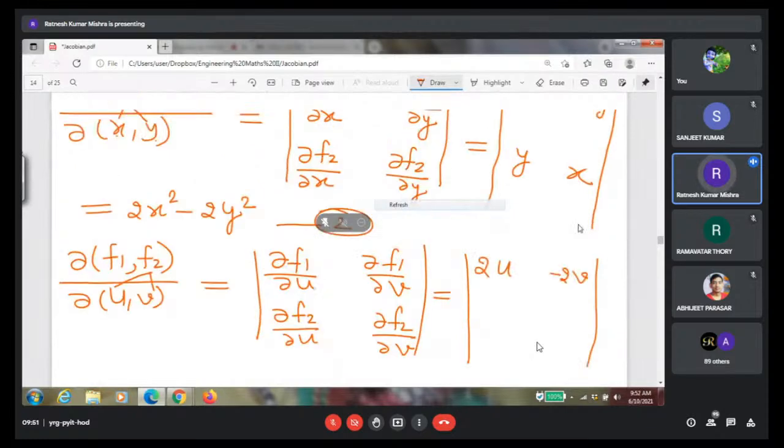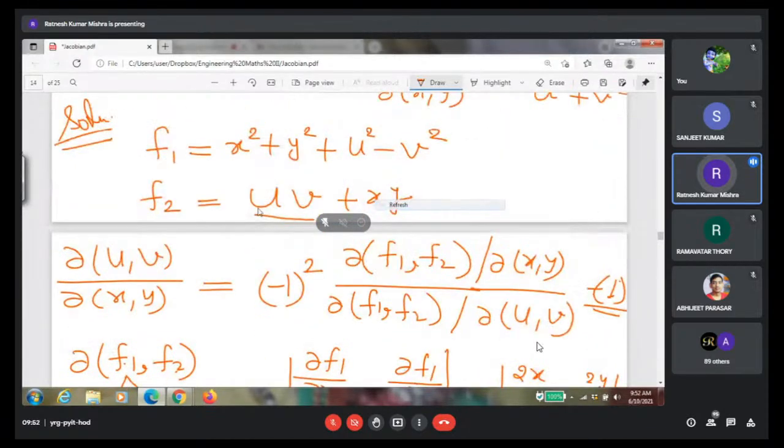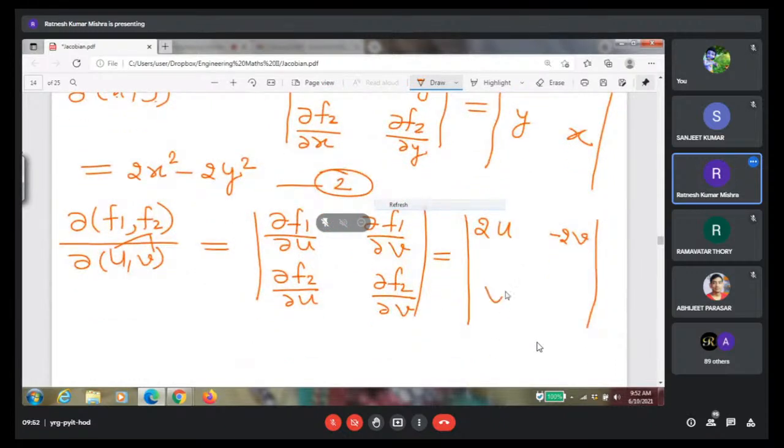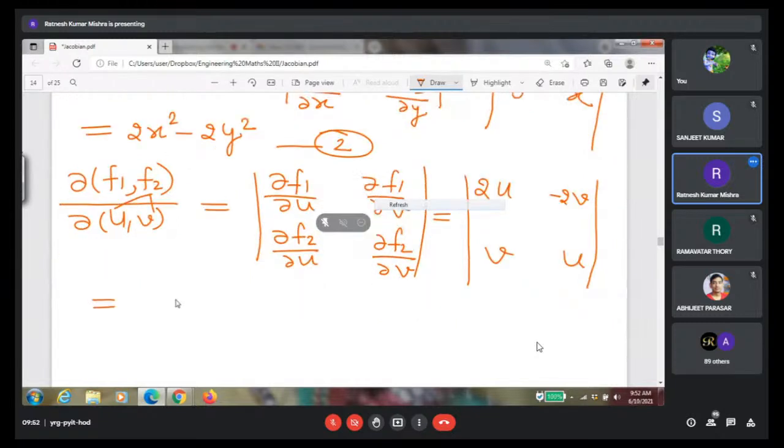Now differentiate f2 with respect to u. So this is 1, this is 0. So v. When you differentiate f2 with respect to v, this is u. So v and u. So 2u square plus 2v square.